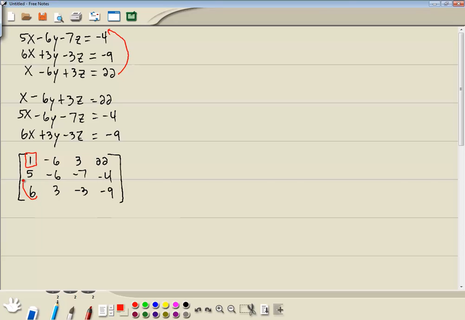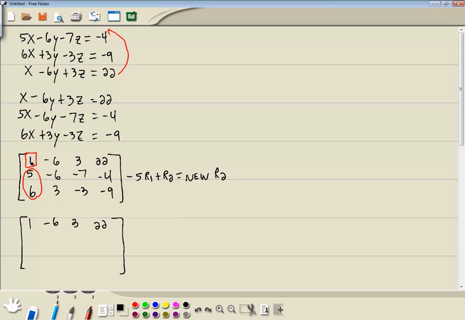Then we want to get zeros below it. So you look at this 1, and you ask yourself, what times 1 can you then add to this 5 to get a 0 here? Well, that's -5. So we're going to take -5 times row 1, and we'll add that to row 2, and that's going to give us our new row 2. Okay, so let's see what that does. We've got 1, -6, 3, 22. Now, in case you're wondering, if you have a 1 here, it's always the opposite of this number. So 5 would be -5. This is 6, so this will be -6. We'll get that in a minute.